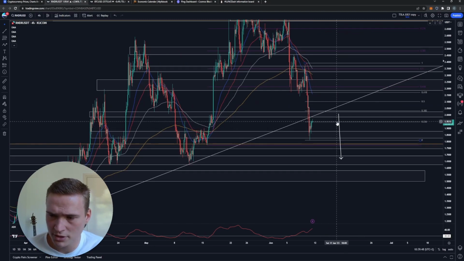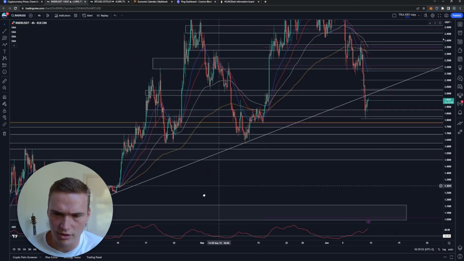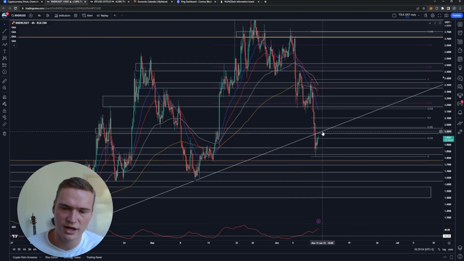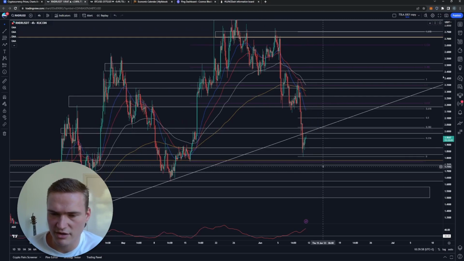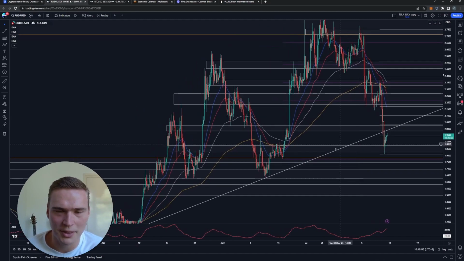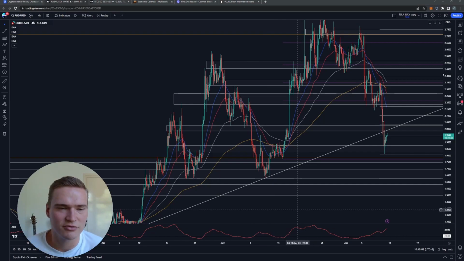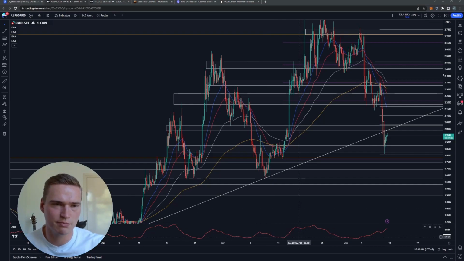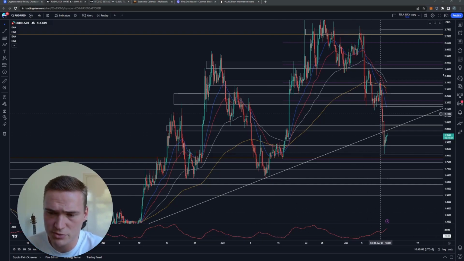And just in general, Render right now is actually looking pretty weak. We broke down below a significant trend line. So we're heading up towards that level again. That's going to be a significant level, what we'll do there. So we'll talk about that. But just in general, I'll try to give you as much of a thorough overview as possible. So let's dive right into it.